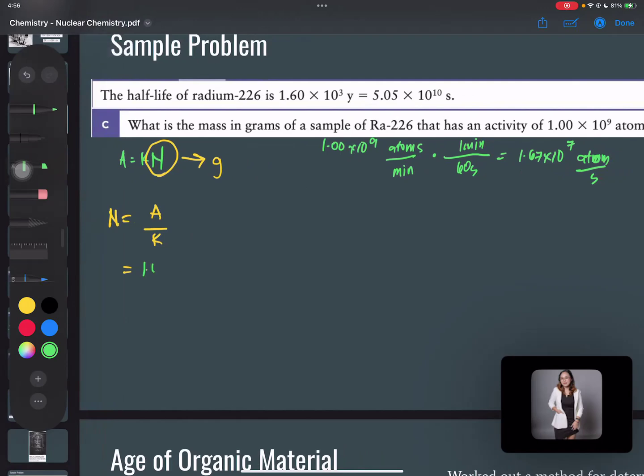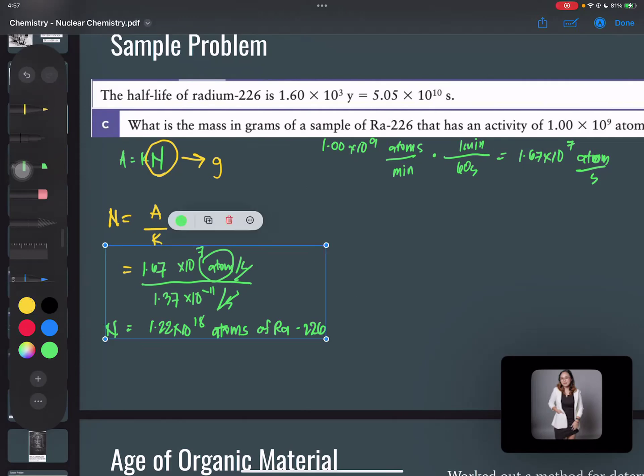So substitute. K is from the previous letter A. We already calculated this one. If you don't trust that, you could calculate it again. It's just the same given. Cancel seconds, you'll be left with atoms. 1.22 times 10 to the power of 18 atoms of Ra-226.